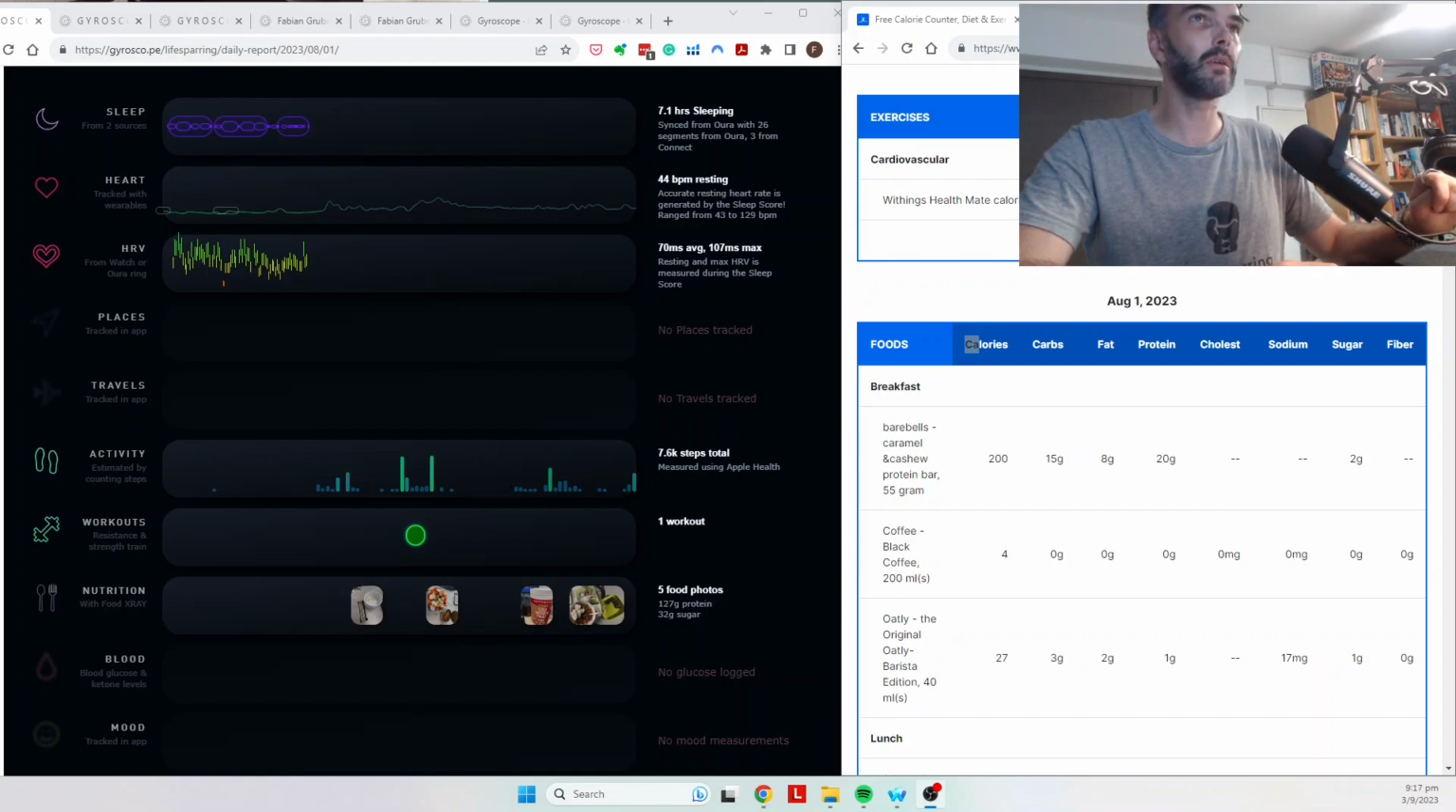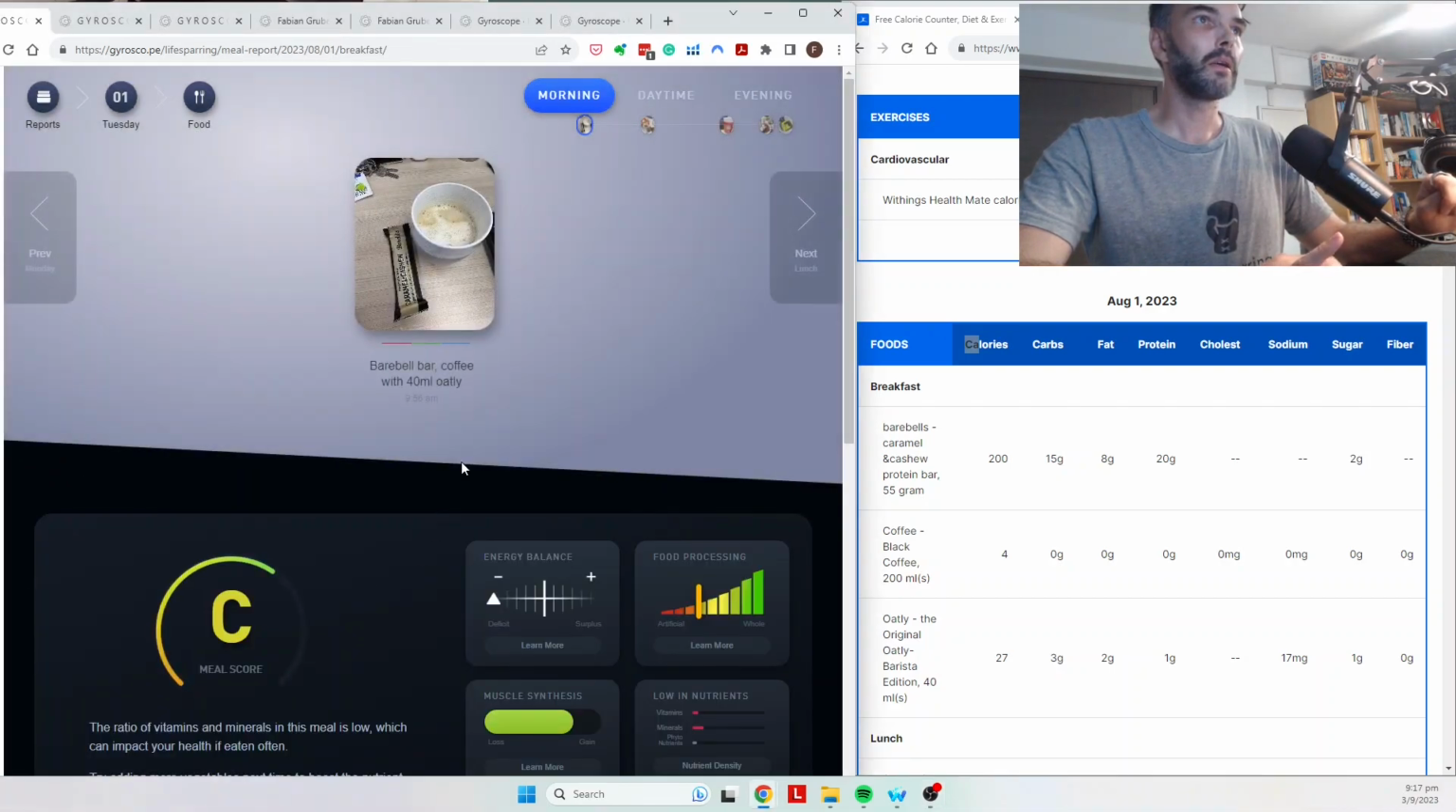So both are here the browser-based edition. I had a bit of problems mirroring my iPhone. I think the MyFitnessPal app looks a bit more sleek on the phone, but what gives? Data is the same, so let's take a look. So this is the same day here. This is August 1st. Breakfast was a Barebells protein bar, coffee, and coffee with oat milk.